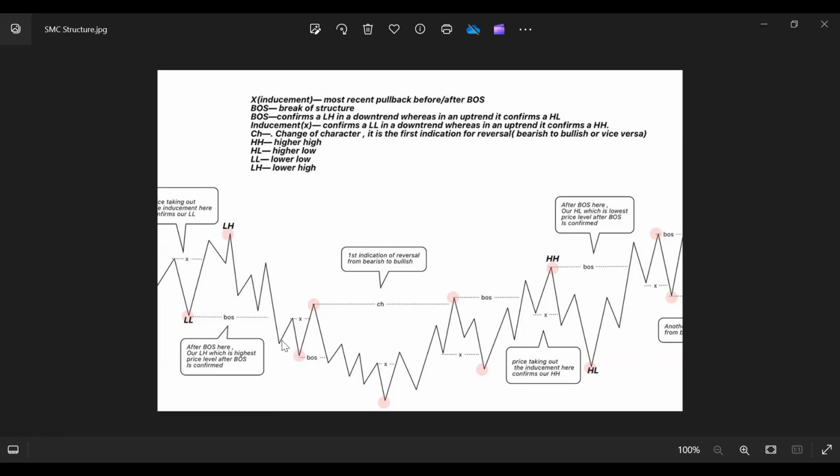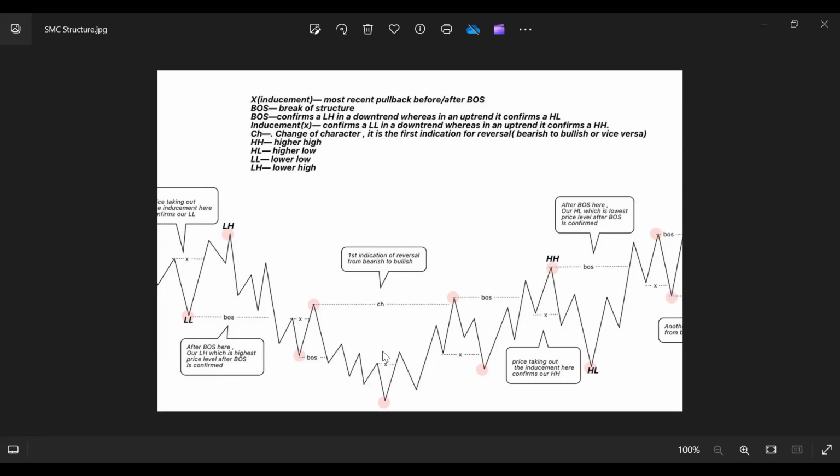Then again a pullback, a swing high. Once it created a swing high, it took out the inducement, the recent pullback, and created a lower low again. Once the price takes inducement, it confirms the low or high. So at this point, our low gets confirmed. Again, the market breaks out the low in a single wave. So it's our break of structure to the downside, and our lower high gets confirmed now.